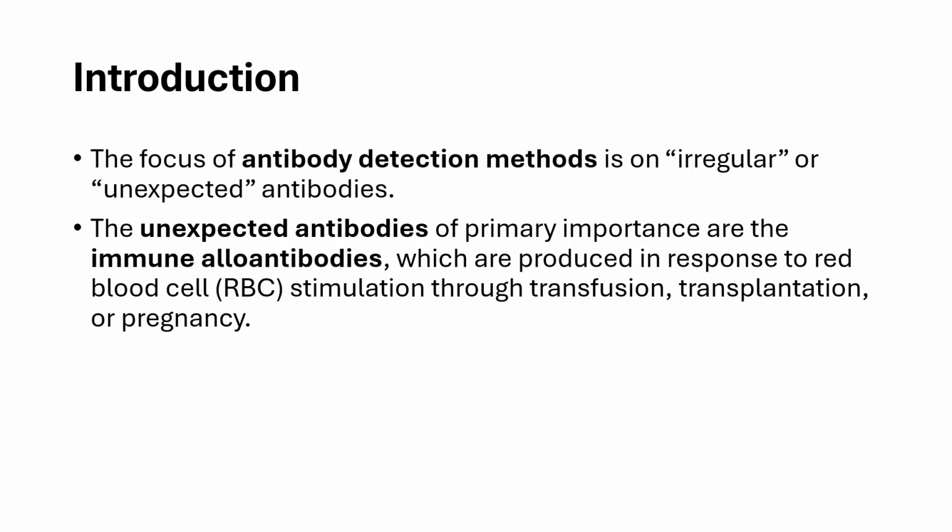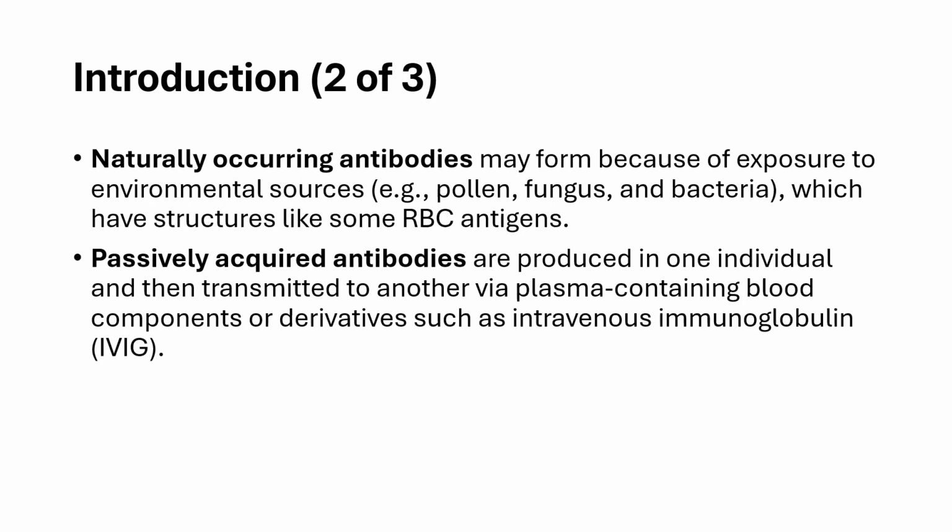So how these form, they are produced following red blood cell stimulation, which can occur through transfusion, transplantation, or even pregnancy. There are different types of antibodies in blood banks. We have the naturally occurring antibodies. These can develop without prior exposure to red blood cells. These form due to exposure to environmental antigens such as pollen, fungus, and even certain bacteria. These environmental substances can have structural similarities to red blood cell antigens, which can lead to the antibody formation.